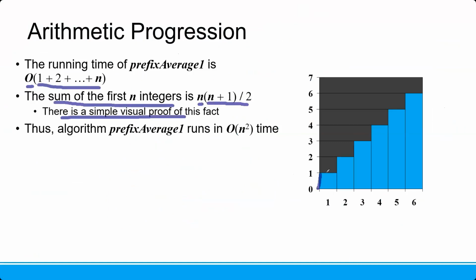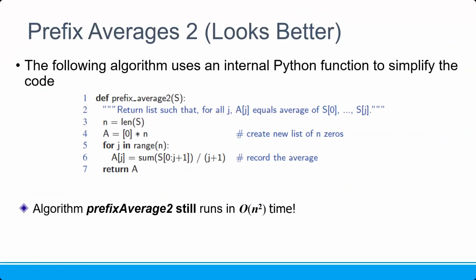If you have 1 value, you have 1 operation. If you have 2 values, you have 2 operations. If you have 3 values, you have 3 operations, and so on. So it means this is quadratic, and prefix average 1 runs in quadratic time, or O n to the power of 2. Now we can have another algorithm.